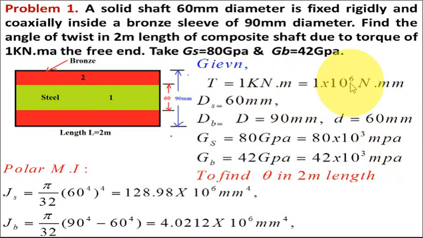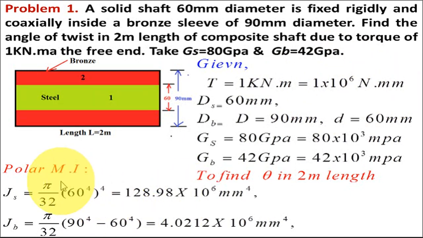So here I have multiplied it with 10 to power 6. Why is it 10 to power 6? Because it is kilonewton meter. To convert kilonewton into Newton, you have to multiply by 10 to power 3, and to convert meter into mm, you have to multiply by 10 to power 3. So 10 to power 3 into 10 to power 3, you add the powers to get 10 to power 6. That will be now in Newton mm.